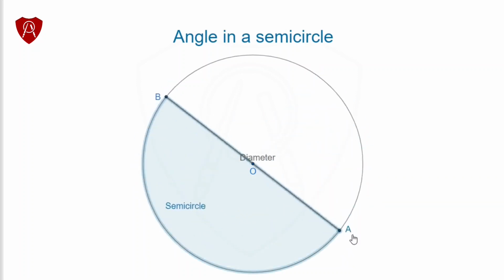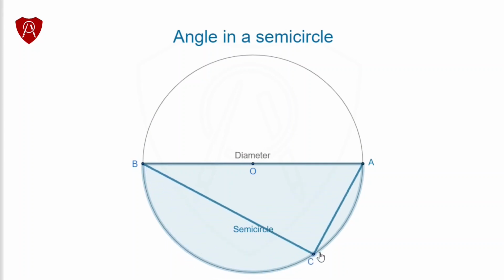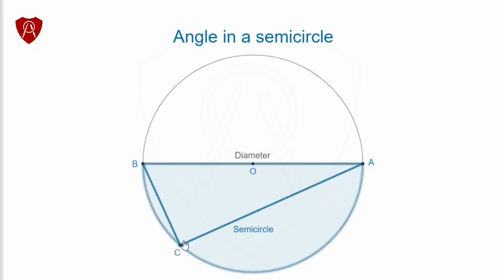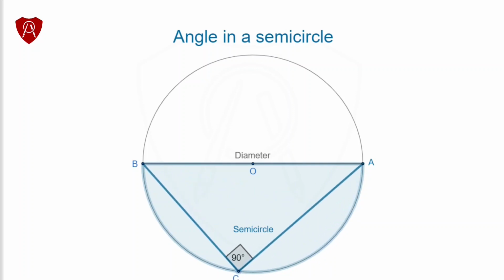From the ends of the diameter, let us subtend angle ACB at the circumference. C can be any point on the circumference within the semicircle. When we measure the angle ACB, we get 90 degrees. That is a right angle. We can move point C around, but the right angle stays unchanged.